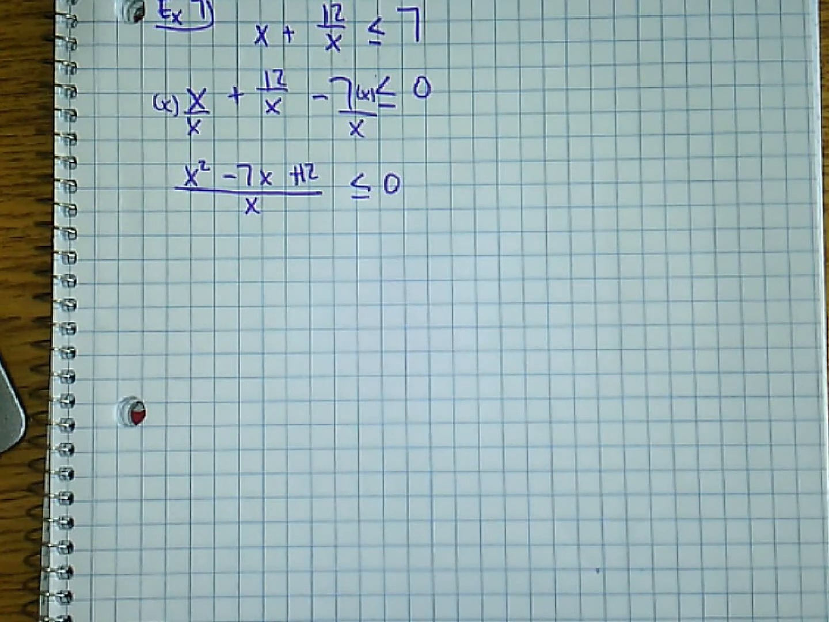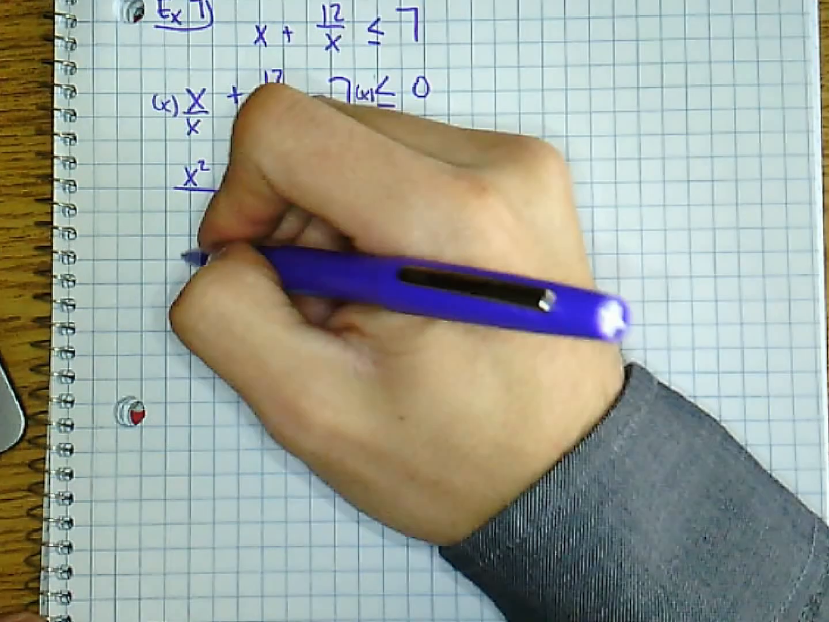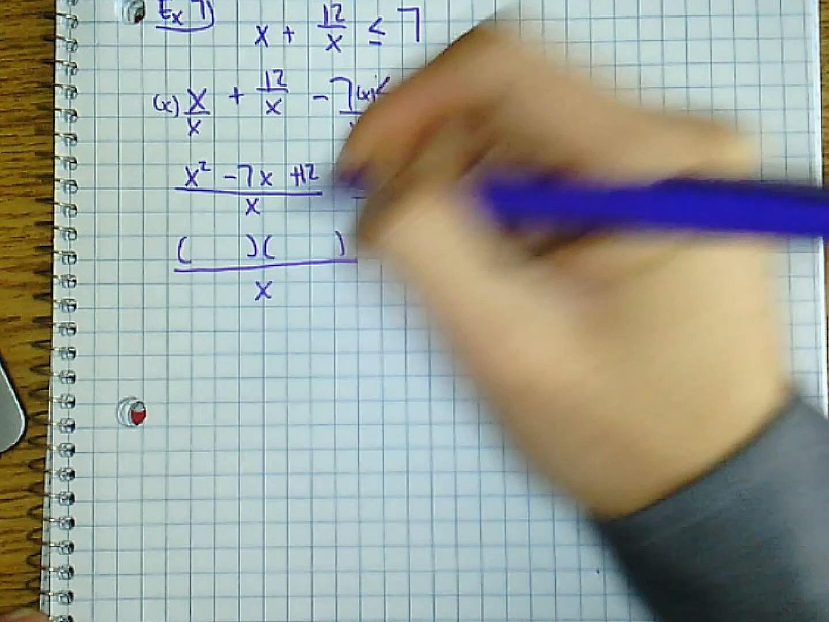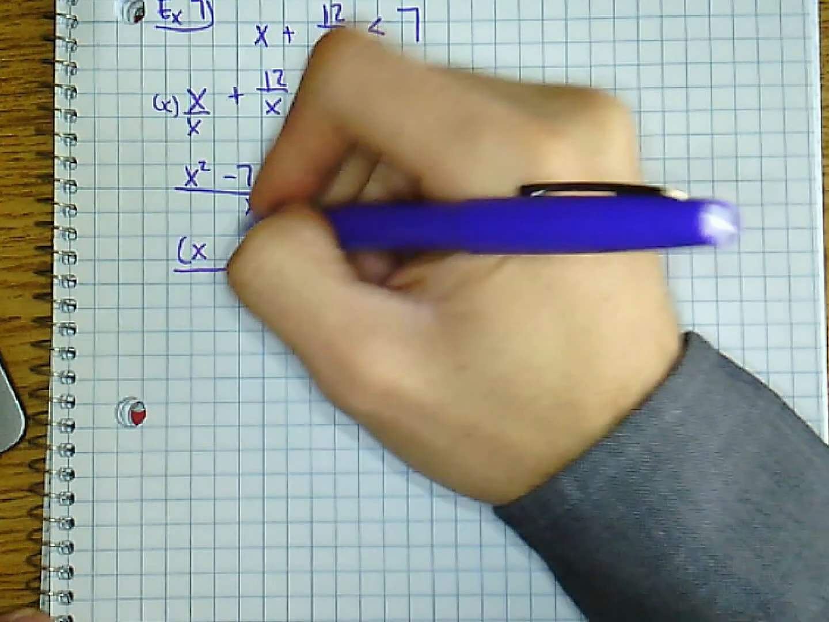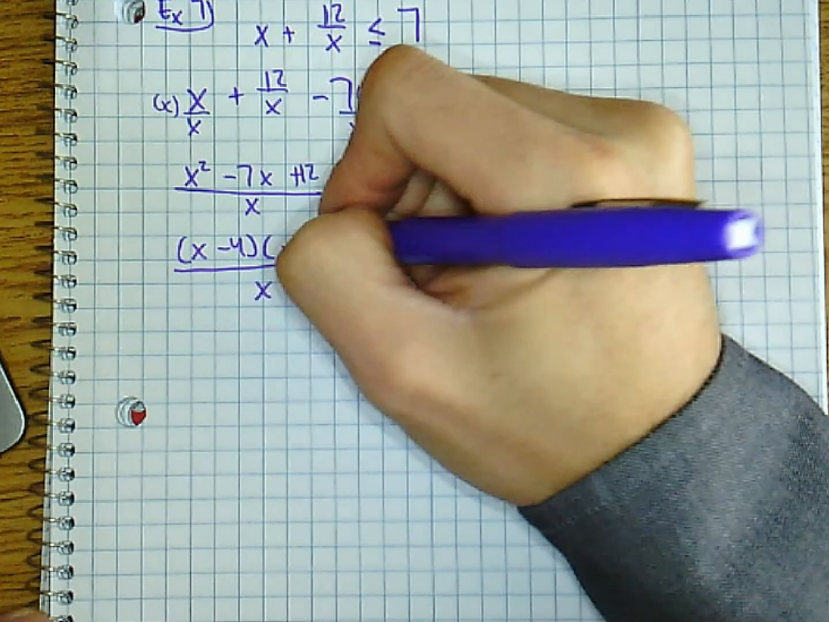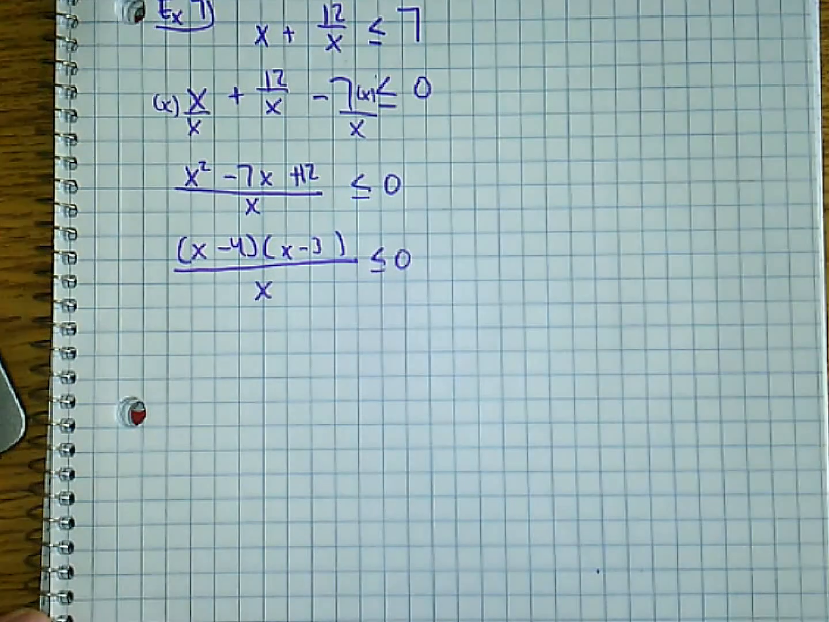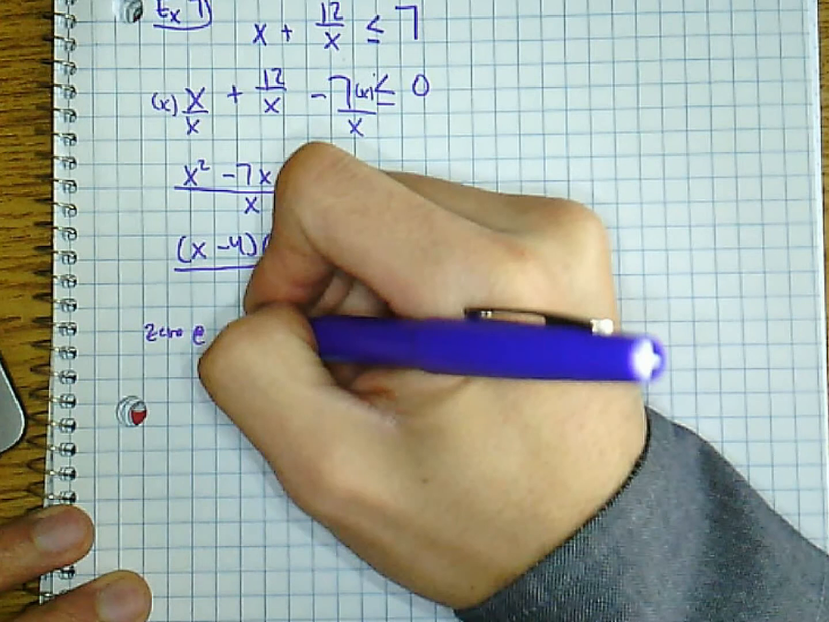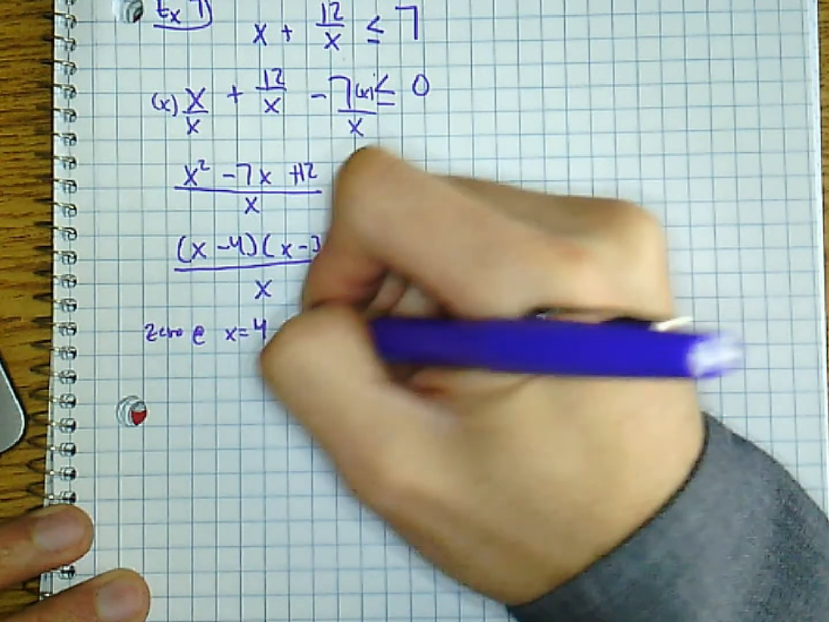We're good? Okay, we're going to go ahead and try to factor this out. Numerator-wise, I should be able to factor this into x minus 4, x minus 3. Denominator is just x, so that's not terrible. So now at this point we know we have zeros at x equals 4 and 3, and we have a vertical asymptote at x equals 0.